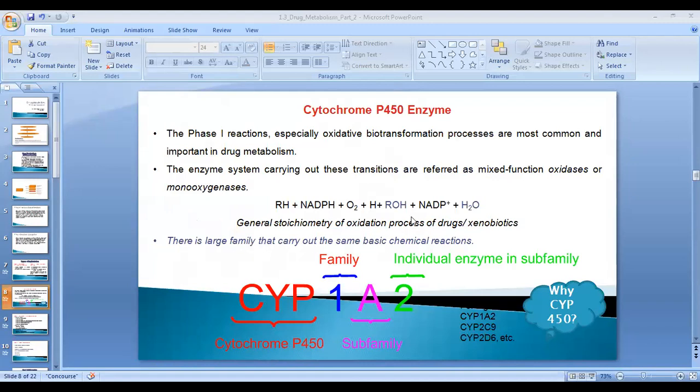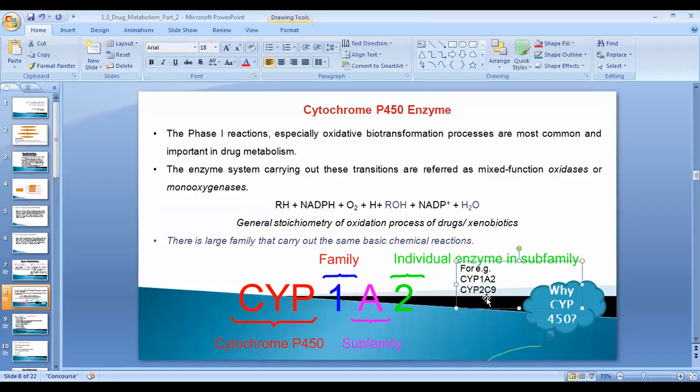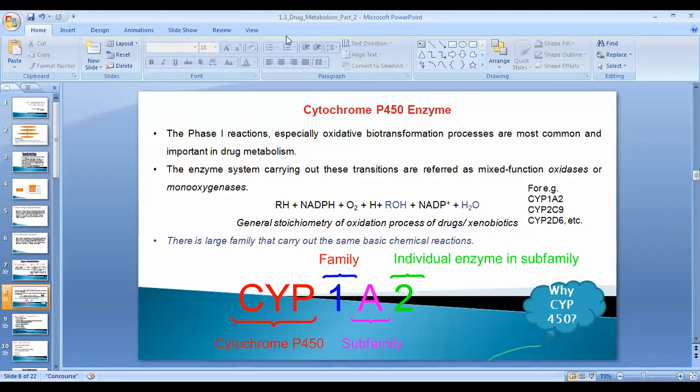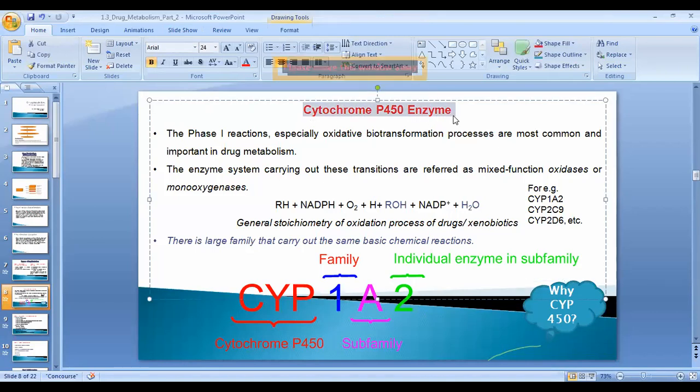There is a large family which carries out some basic cytochrome P450 enzymatic reactions on the drug molecule. So this is a family of enzymes named cytochrome P450. This one belongs to its family, A is its subfamily, and this number in the name of cytochrome P450 provides us the information about each subfamily. So there are subfamily enzymes available in the same family, that is cytochrome P450: cytochrome 1A2, cytochrome 2C9 and cytochrome 2D6. So these are the enzymes which provide these types of reactions. But the phase 1 reaction is going to utilize only this enzyme, that is the cytochrome P450 enzyme.